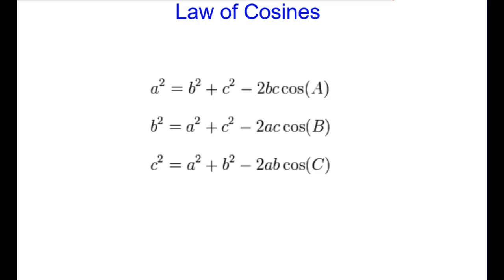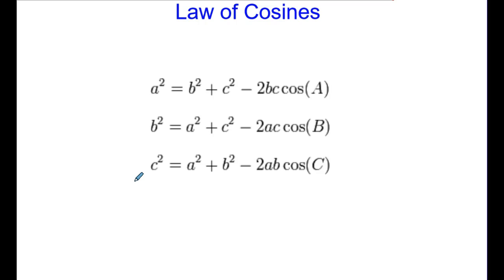Next, we need to discuss the law of cosines. The law of cosines allows you to find either an angle or a side length as well. All right, so there's three different forms for the law of cosines. The first one, a squared is equal to b squared plus c squared minus 2bc times the cosine of a. Or we can have b squared is equal to a squared plus c squared minus 2ac times the cosine of angle b. And the third one, c squared is equal to a squared plus b squared minus 2ab times the cosine of c.